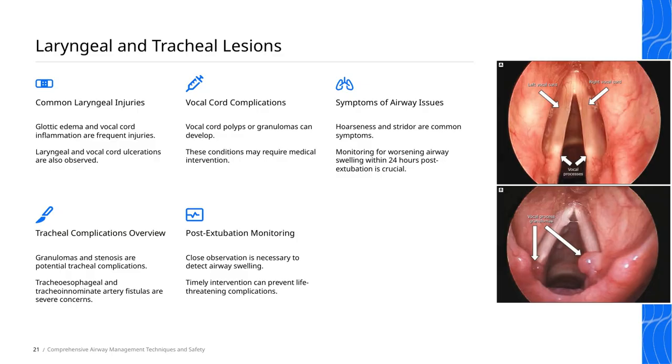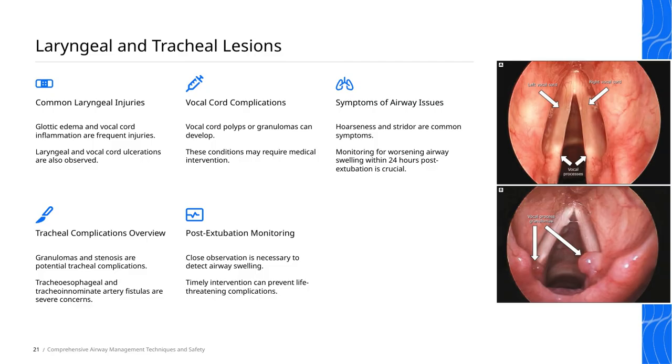Let's talk about laryngeal and tracheal lesions, which are important considerations in airway management. Close observation after extubation is critical because airway swelling can develop rapidly, and catching it early can make a big difference.